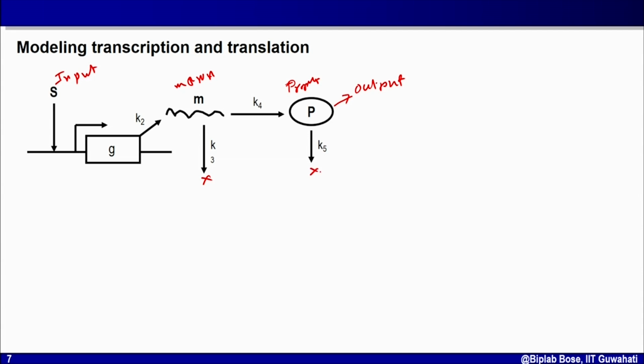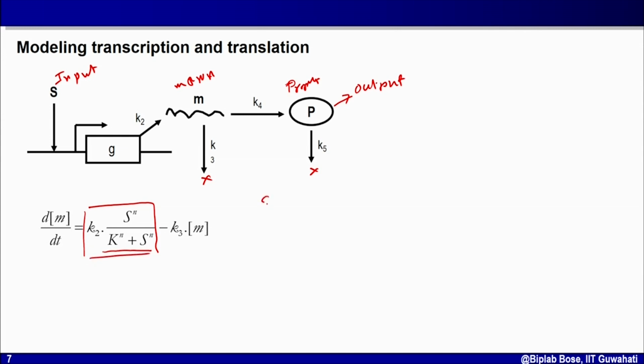And I want to write an ODE for both M and for P, because I am considering them as separate entities, separate dependent variables. So now I will use the hill function. So dM/dt, the rate of change in concentration of M, is equal to K2 into the hill function, where S is the signal, S to the power n over K to the power n plus S to the power n. Look into this part very carefully.